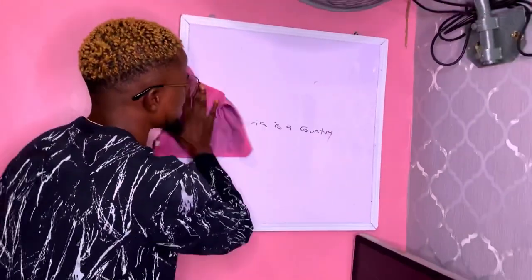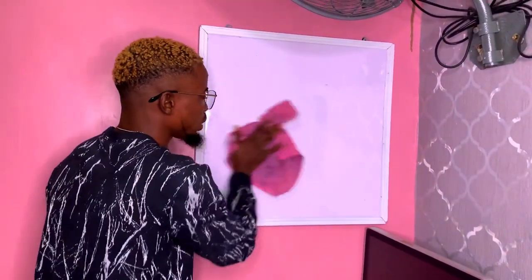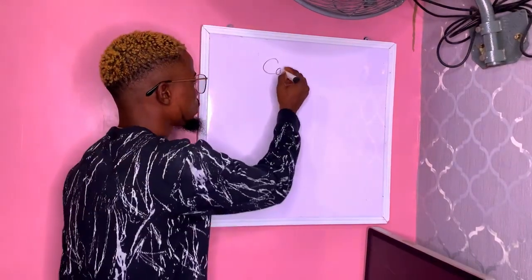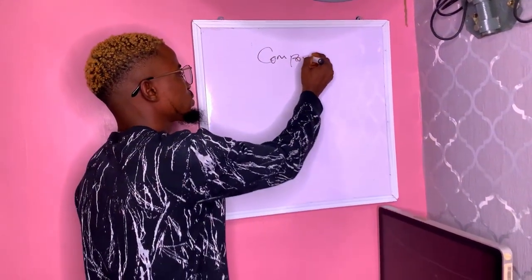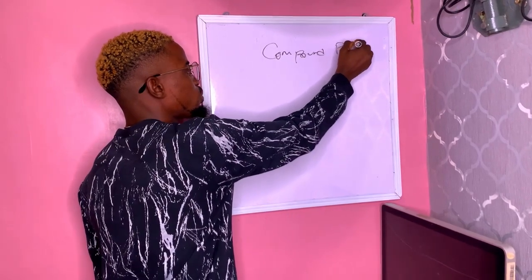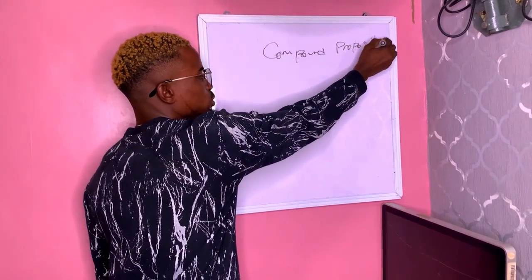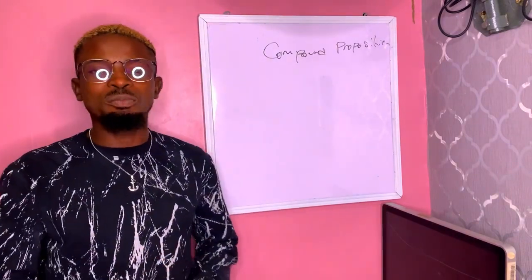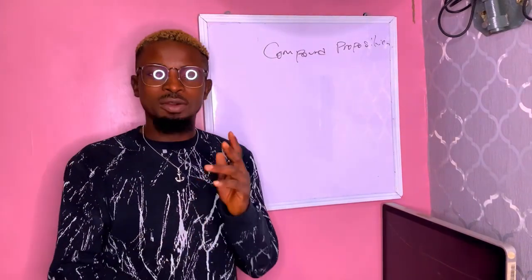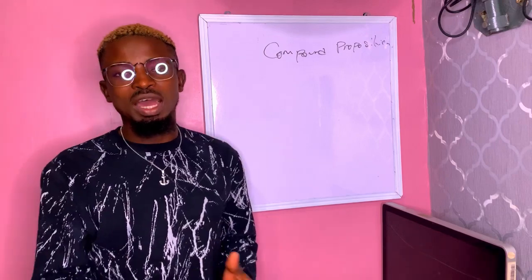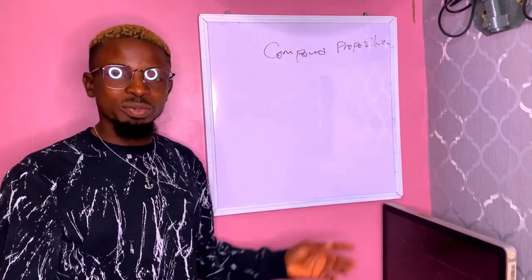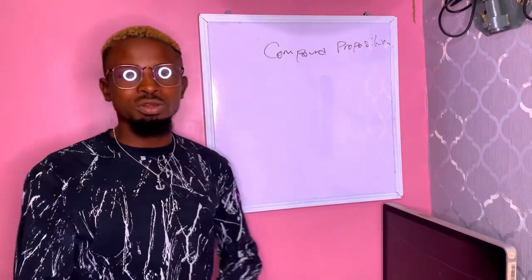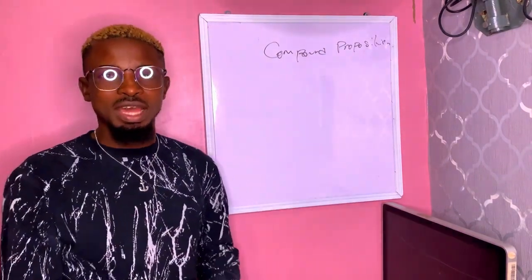So now, another kind of proposition that we have is called a compound proposition. What is a compound proposition? A compound proposition is a proposition that contains another proposition as components. You know, a simple proposition does not contain any other proposition, but a compound proposition contains other propositions as components.